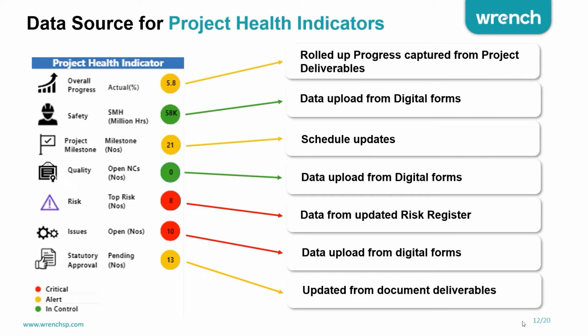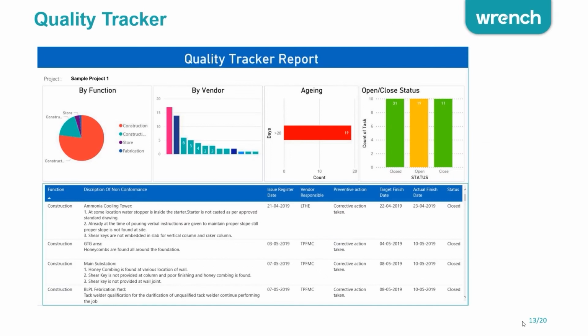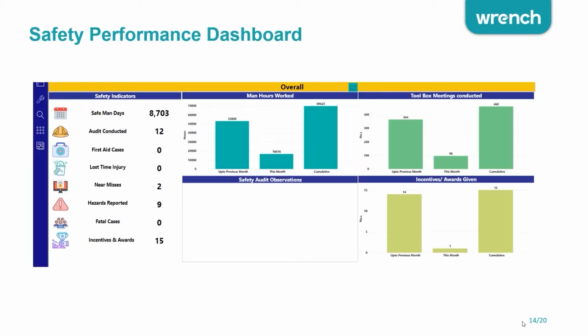Now you can also see the dashboard on your quality, which means you can have a quality tracker which tells you how many non-conformances there are and what the status is, what the aging period is, and you can get a dashboard for this. And you can also get your safety performance dashboard, also from the same integrated dashboard. So this will capture information from different sources. You can have all these dashboards.